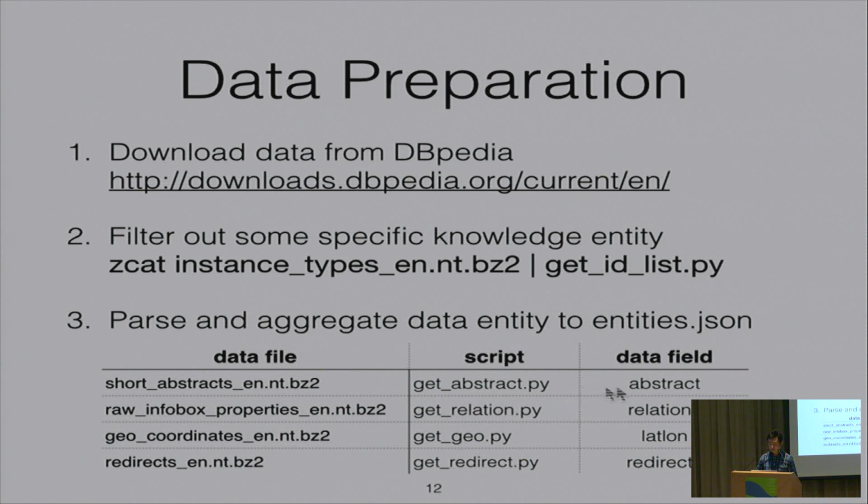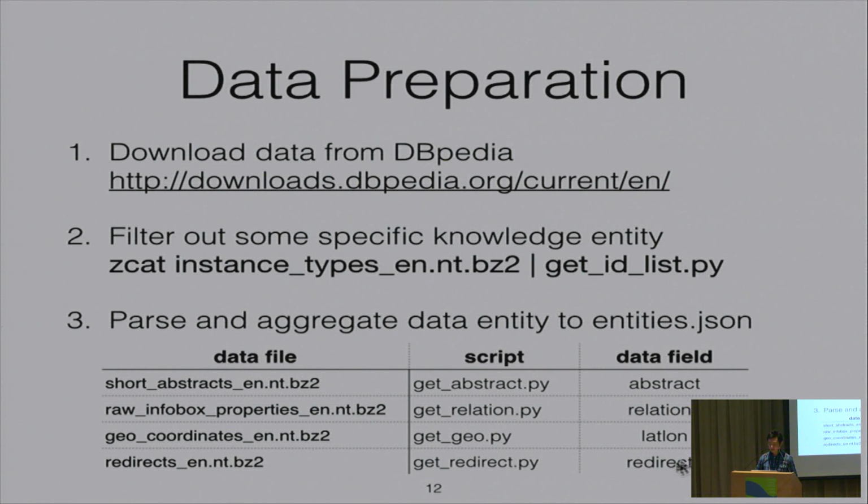We can get those data files, including abstract, relations, latitude and longitude, and redirects. Latitude and longitude is for those entities which are related to location. They provide the geolocation information in the data dump. So by getting this data, we can do geo search.